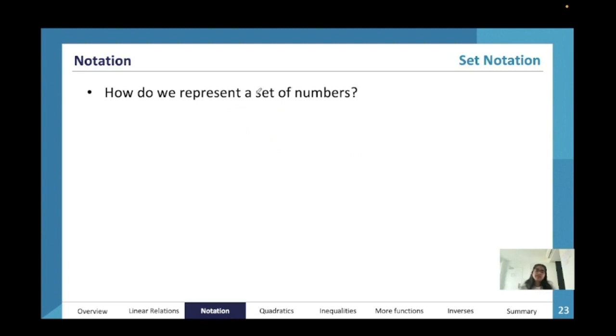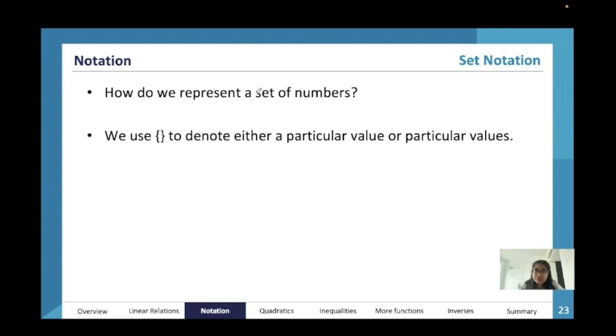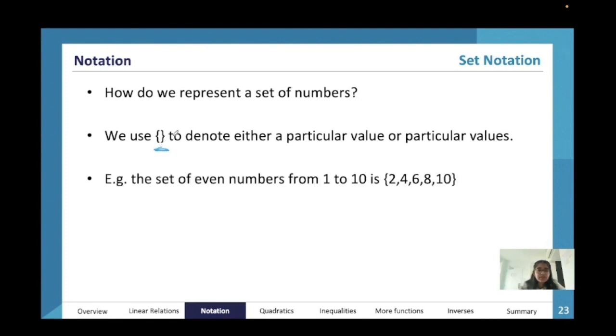To represent a set of numbers, you basically use interval notation, or you can use these sorts of brackets. So for example, these curly brackets are telling you the particular values in that set. If I say the set of even numbers from 1 to 10, I can use these curly brackets to do 2, 4, 6, 8, and 10.